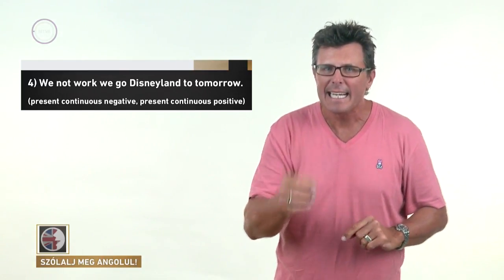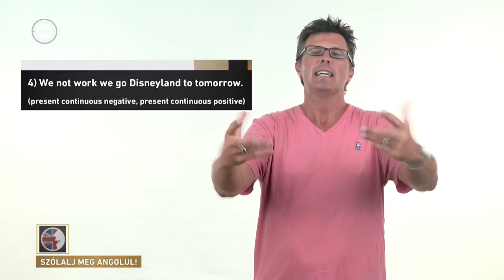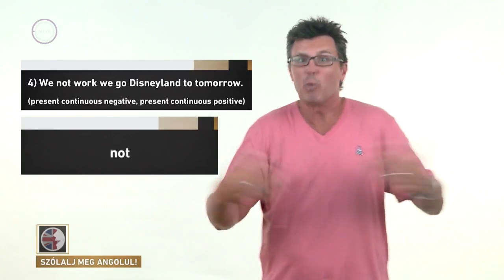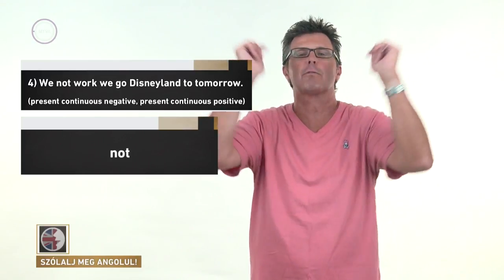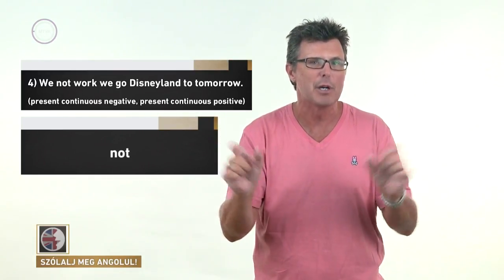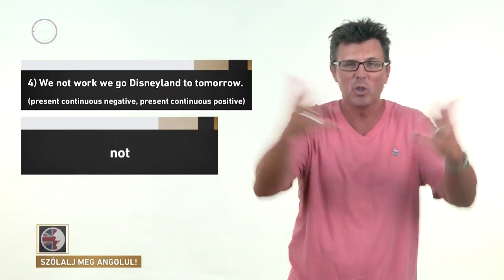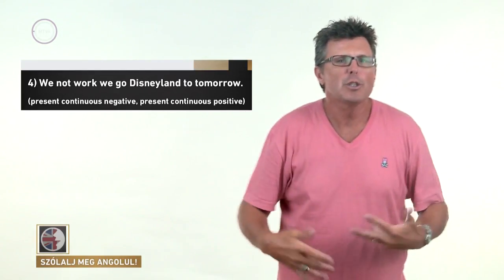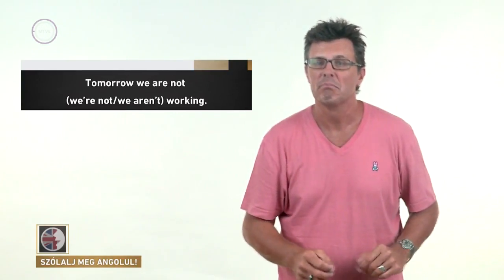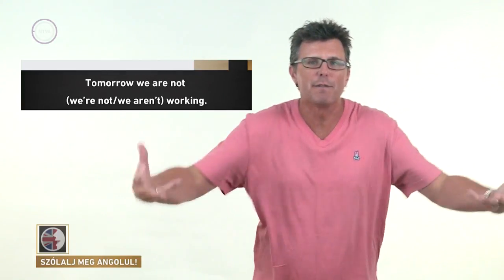This one needs to be negative, doesn't it? Yes. And that means that we need the adverb not. Okay. And where do we put not? Yes, right again. Not goes between the auxiliary verb and the main verb in the ing form. Good. So what have we got so far? Tomorrow we are not. We're not. We aren't working. Okay, so that's the first part done.